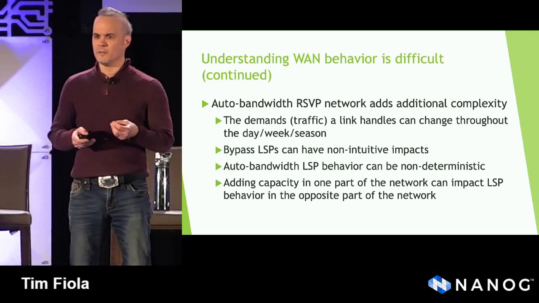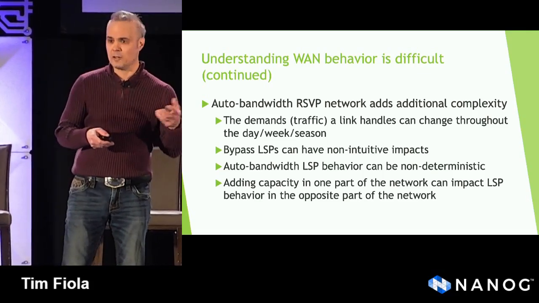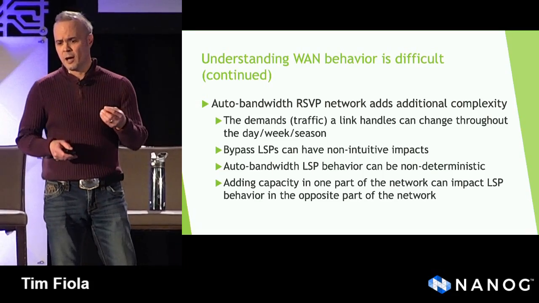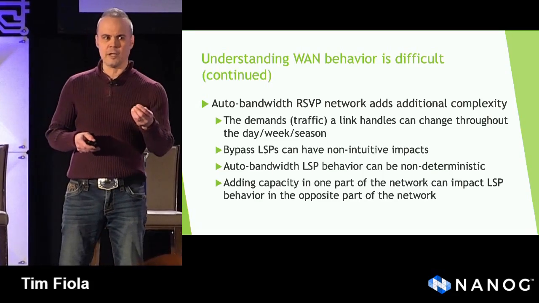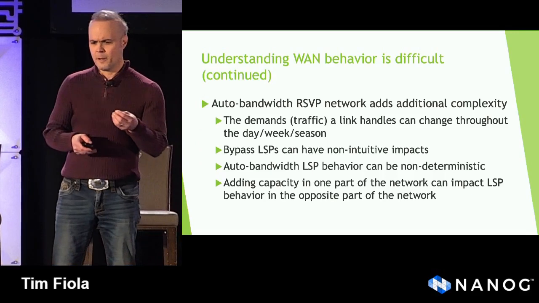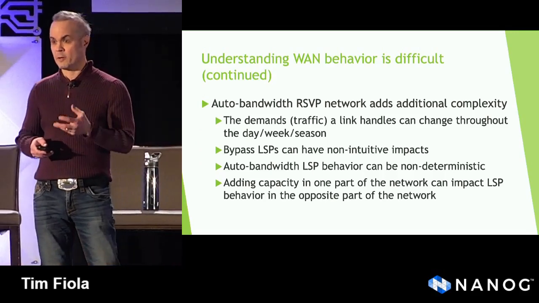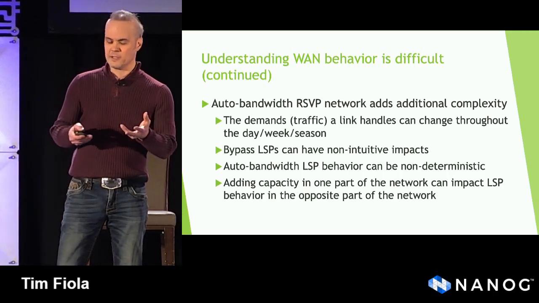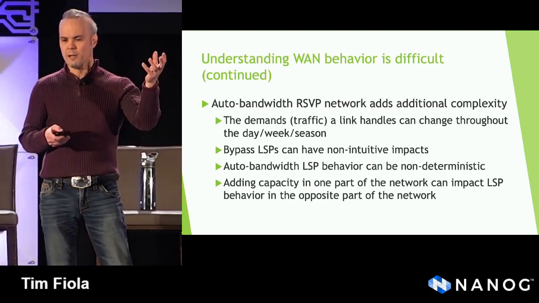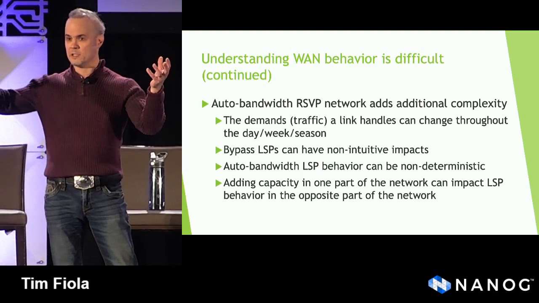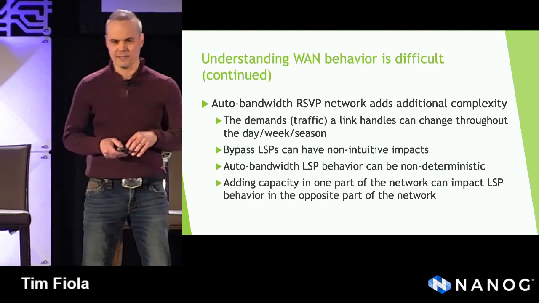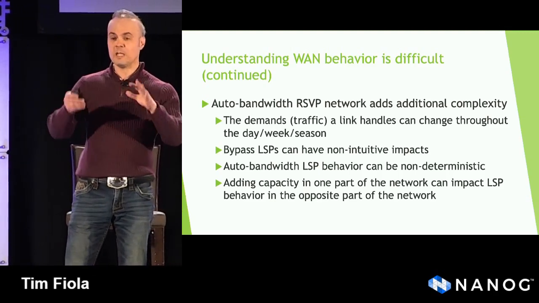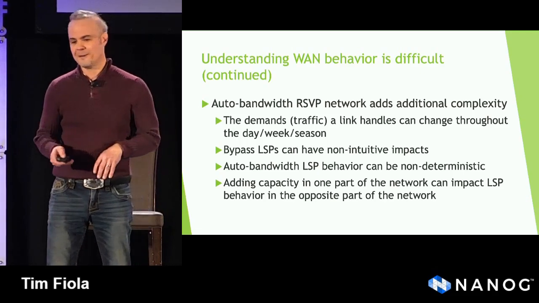The traffic any given link would handle can change throughout the day, the week, the month, the year. Bypass LSPs can have very non-intuitive impacts when triggered. Auto bandwidth LSP behavior is often non-deterministic. And one of my favorites is you add capacity in one part of the network and you change the behaviors of an LSP in a different part of the network. That's always one that is difficult to understand if you're seeing it in your network itself.